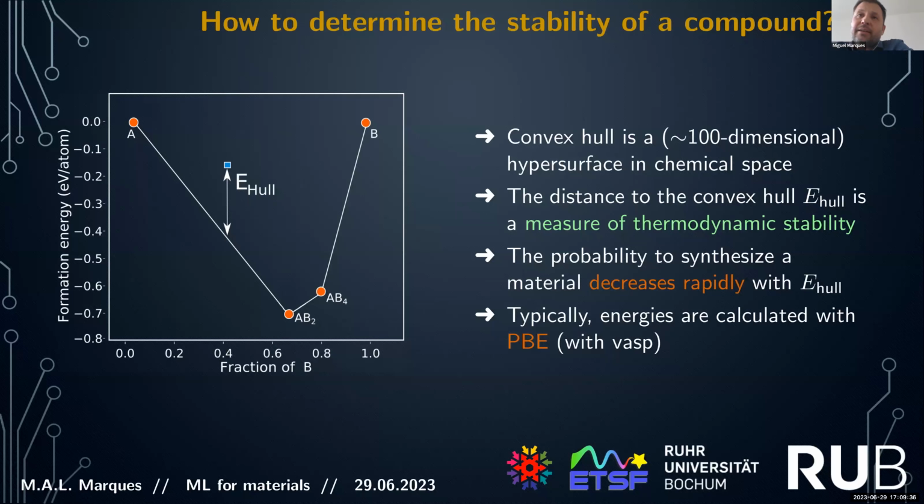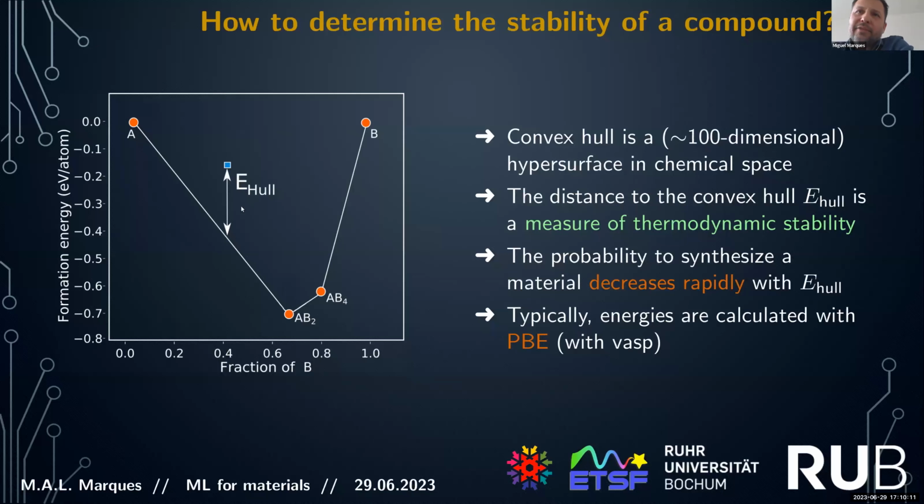So to give you an example, I just plot a two-dimensional convex hull, or a two-dimensional phase diagram. This is a binary phase diagram. I have A on the left and the compound B on the right, and in between I can make any binary compound by mixing A or B. Now, a compound will be stable, this is what I mean, if it cannot decompose into any other compounds.